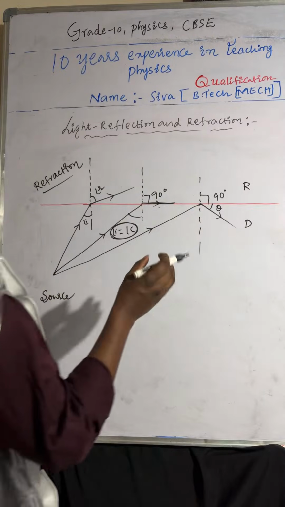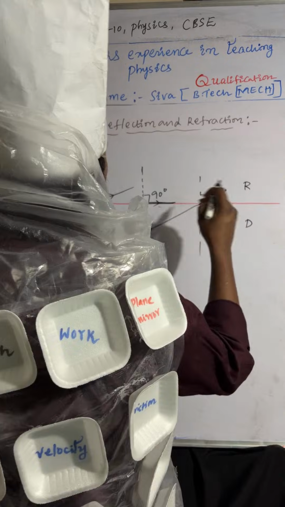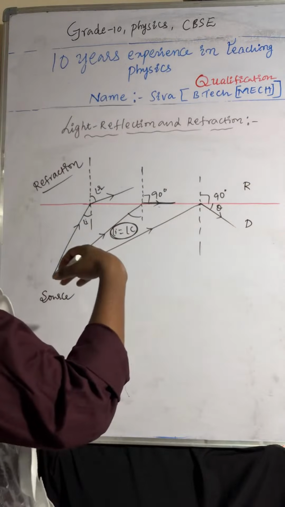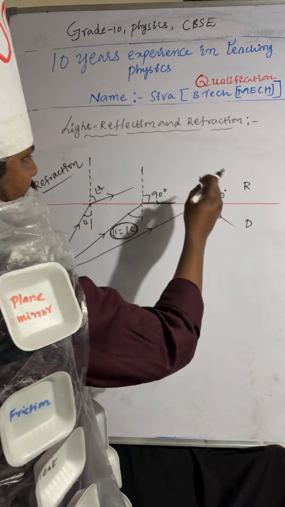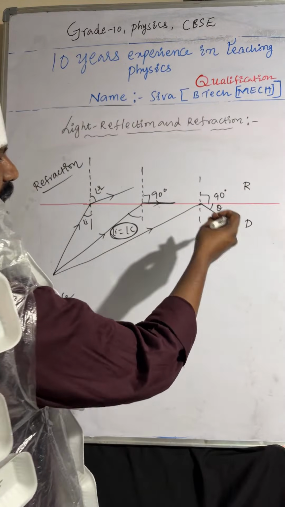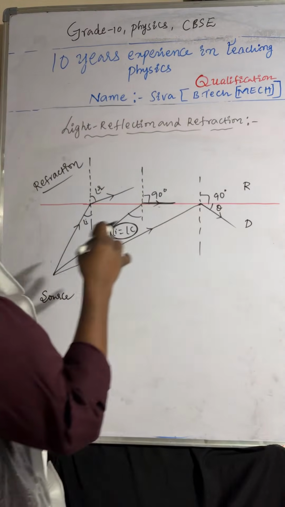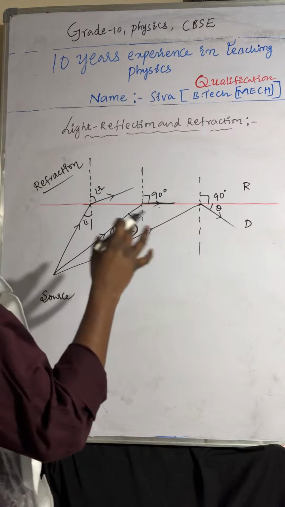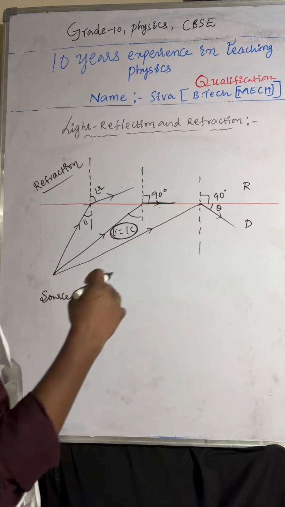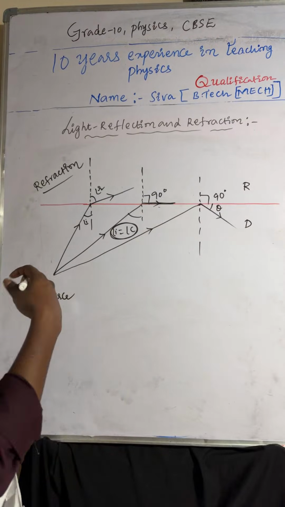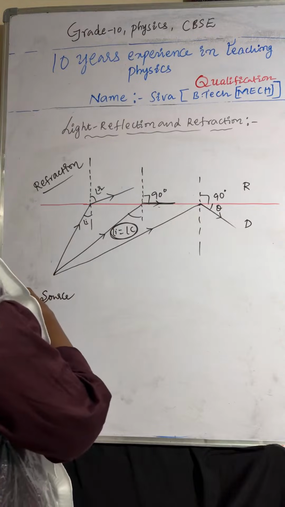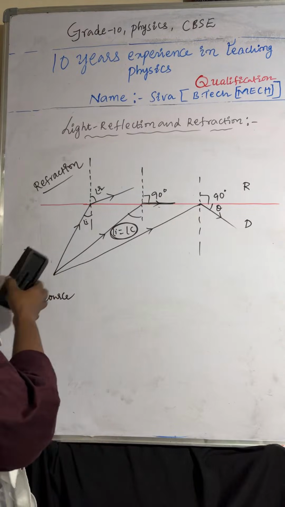And the next one: the light ray is moving from denser to rarer. In the rarer medium, if it makes more than 90 degrees, then it will be reflected back into the same medium. Then this phenomenon is called total internal reflection. I hope it is very clear. So these are the two points. Understood? Next one.